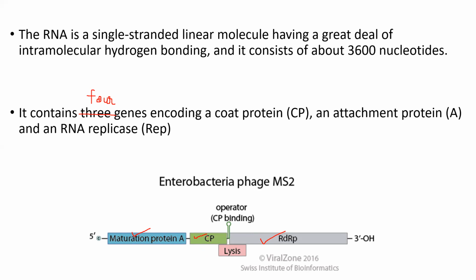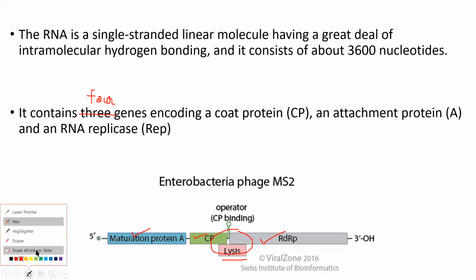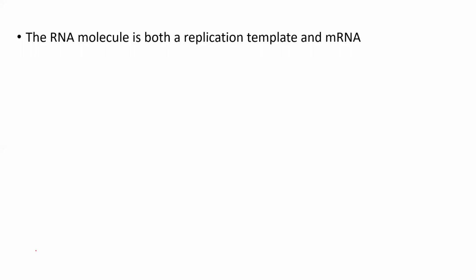These 3 were known. But in MS2, there is also a gene that codes for the lysis protein, for the lysis of the host. And this is a very interesting feature because the gene for the lysis is an overlapping gene. It overlaps both the coat protein gene and the replicase gene, which you can clearly see in this case. The RNA molecule is both a replication template and mRNA because it's a plus strand RNA, which we'll see in detail in the life cycle.